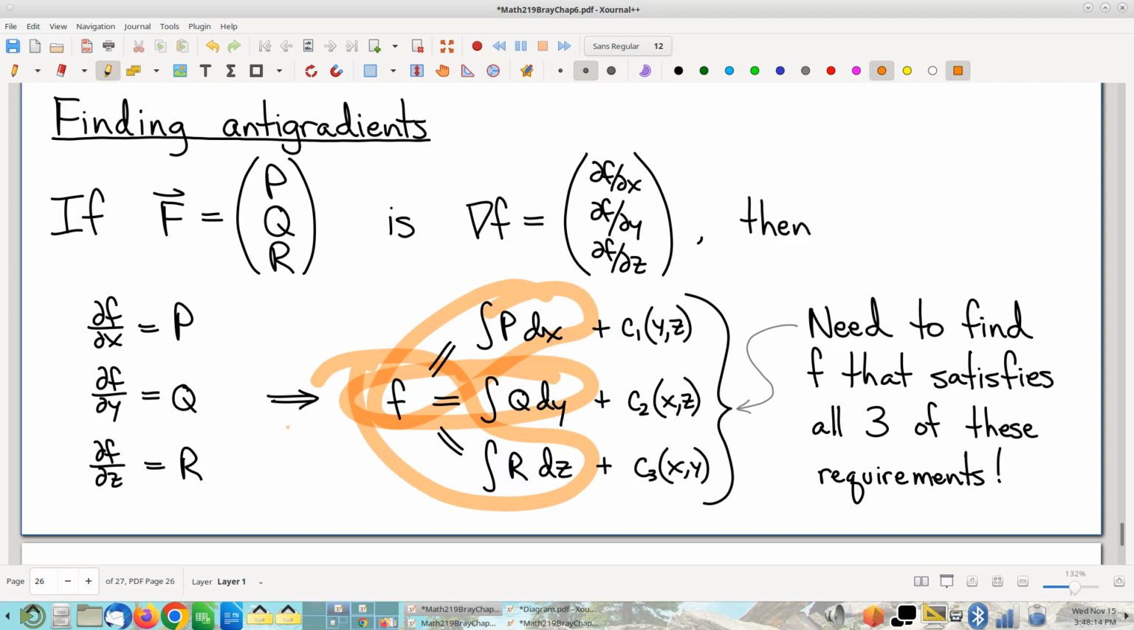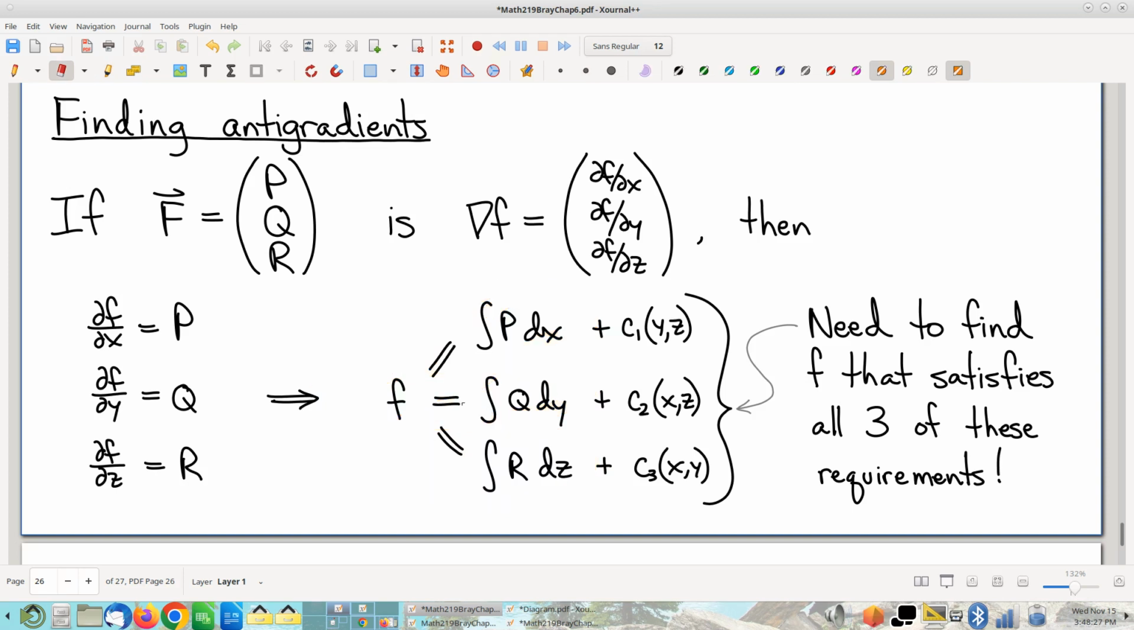When you find an antiderivative, you're just finding an antiderivative. There's a bunch of them. You get to pick whichever one you want, right? So don't forget to put in that plus c. This is the multivariable calculus equivalent of the plus c. It's just that now they are functions of the other variables.